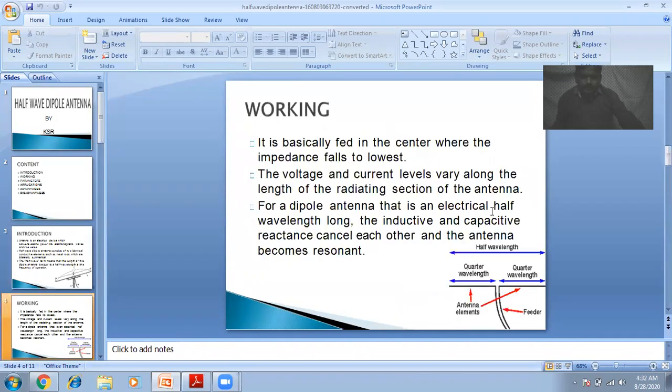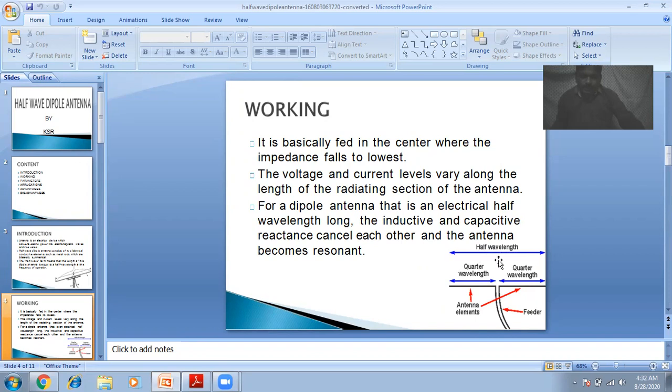Okay. So working. Let us see. That antenna can be briefly represented like this. This is the feeder cable. Okay. So this is one pole and this is another pole. Therefore, this is called dipole. And from this end to this end, the length is equal to lambda by 2. Therefore, it is written as half wavelength.